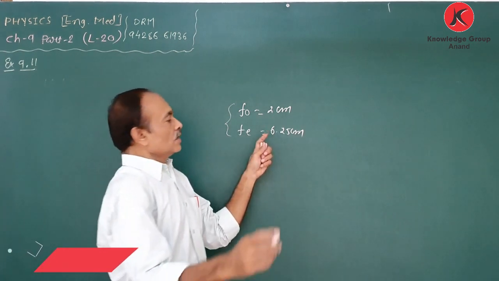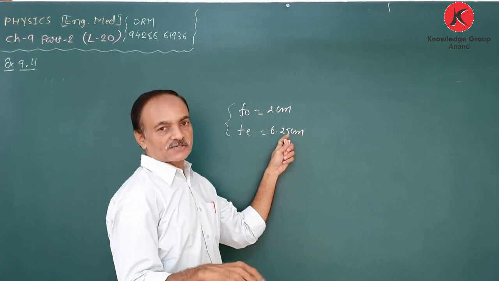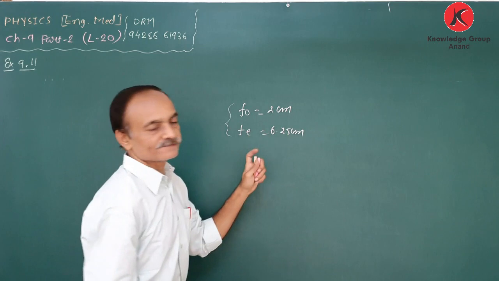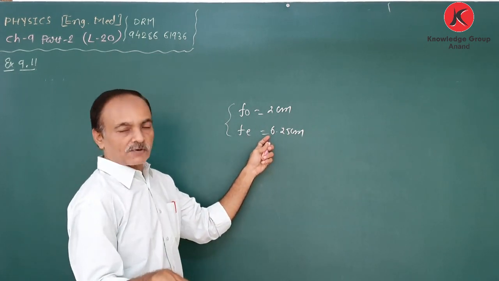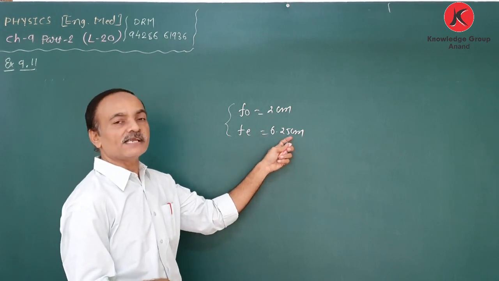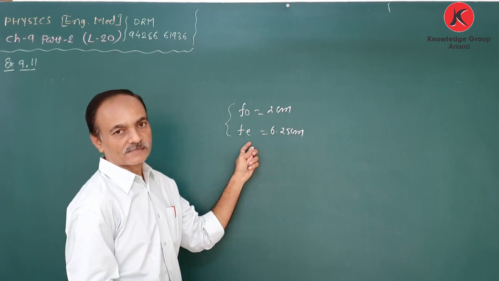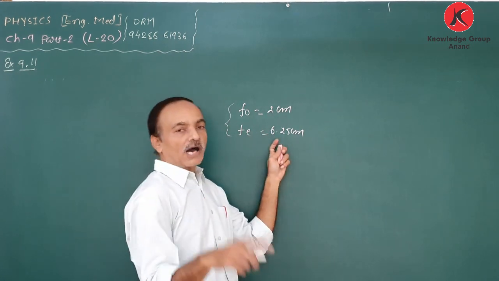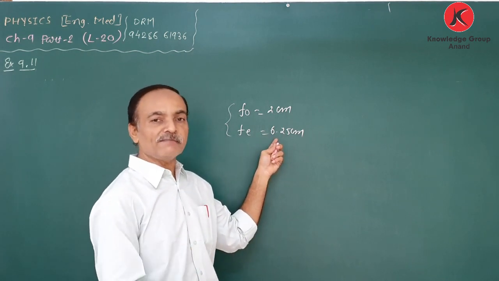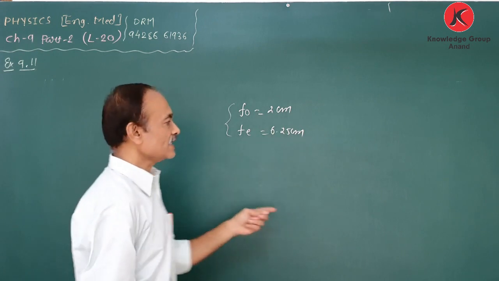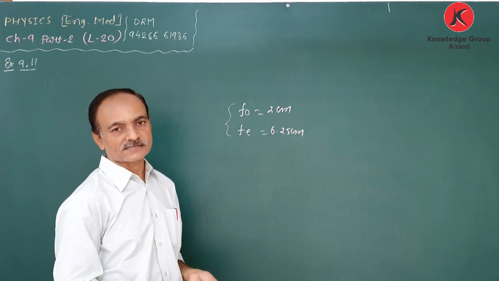Now find the position at which an object should be placed to obtain its image, first at the least distance for distinct vision, that means D is equal to 25 centimeter, and second at infinity. So how far from the objective should the object be placed to obtain the image, first at the distinct point and second at infinite distance.